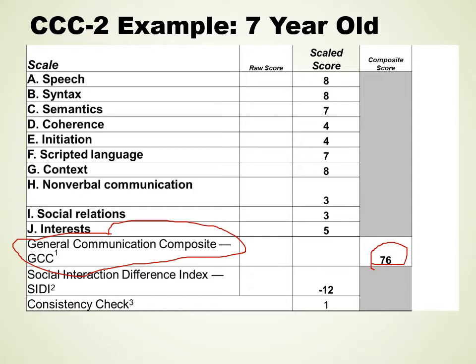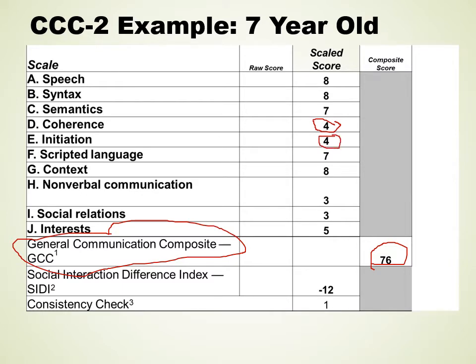Now, the scaled scores will give you information about which area the parents have most concerns about. The scaled scores here are based on a mean of 10 plus or minus 3, meaning that scores of 7 or higher indicate performance generally within normal limits. So we can look at this broadly and say this child probably doesn't have a speech sound disorder or a syntactic disorder, but we do have concerns in coherence and initiation.